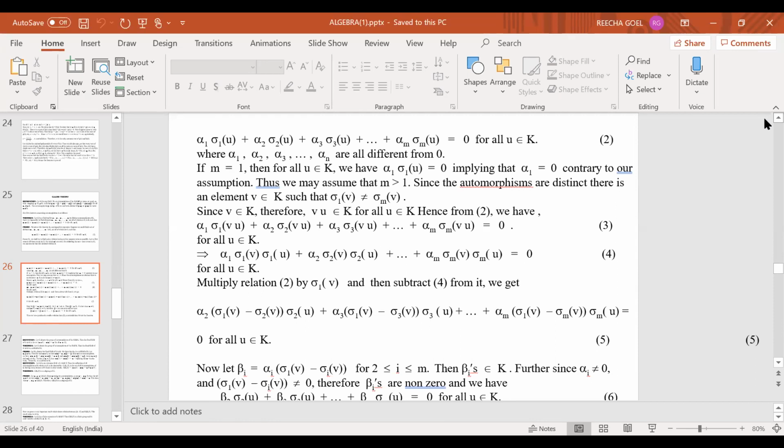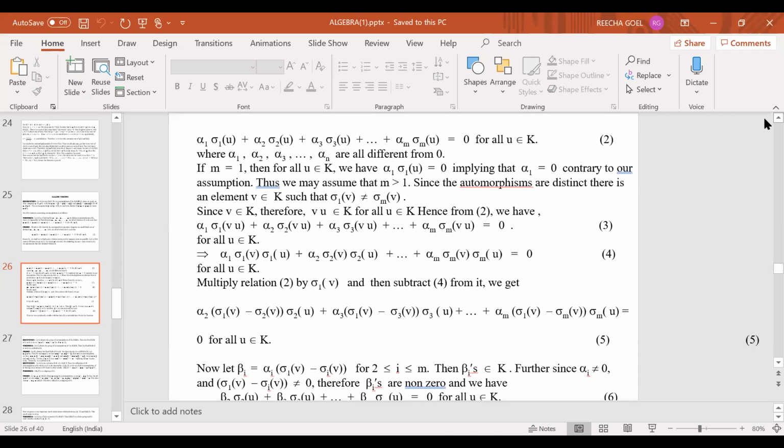Now suppose the result is true for m greater than 1, and we'll show that the result is true for all m. What you are given is that sigma 1, sigma 2, ..., sigma m are all distinct. It means I can always find an element v in K such that sigma 1 v is different from sigma m v. Now remember, v belongs to K and u belongs to K, therefore by the closure property, vu also belongs to K.